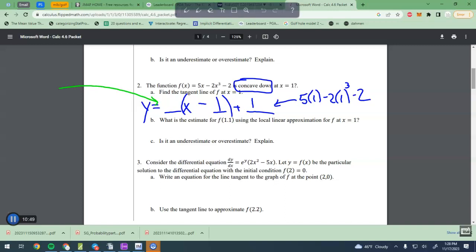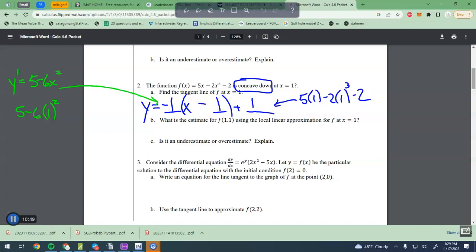So what goes here is I got to take the derivative and plug in 1, right? So the derivative is 5 minus 6x squared. And my job is to find the derivative at 1. So I plug in 1. You said it was negative 4? Oh, negative 1, okay. So negative 1 goes in that spot. Good on tangent line?